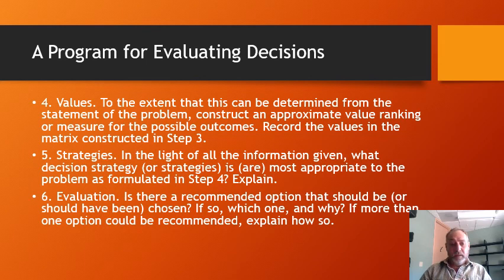And then step six, evaluation. So given all that, right, given the matrix, given the strategy you've chosen, is there one option that is recommended, right? And if so, why? Is there more than one option that can be recommended, right? If your strategy is to choose the best option, right, or the safest option, and there's more than one safe option, nothing to distinguish them, that can happen, right? That's fine too. But just explain, right, given the whole matrix, your choice of a strategy, what option is recommended.